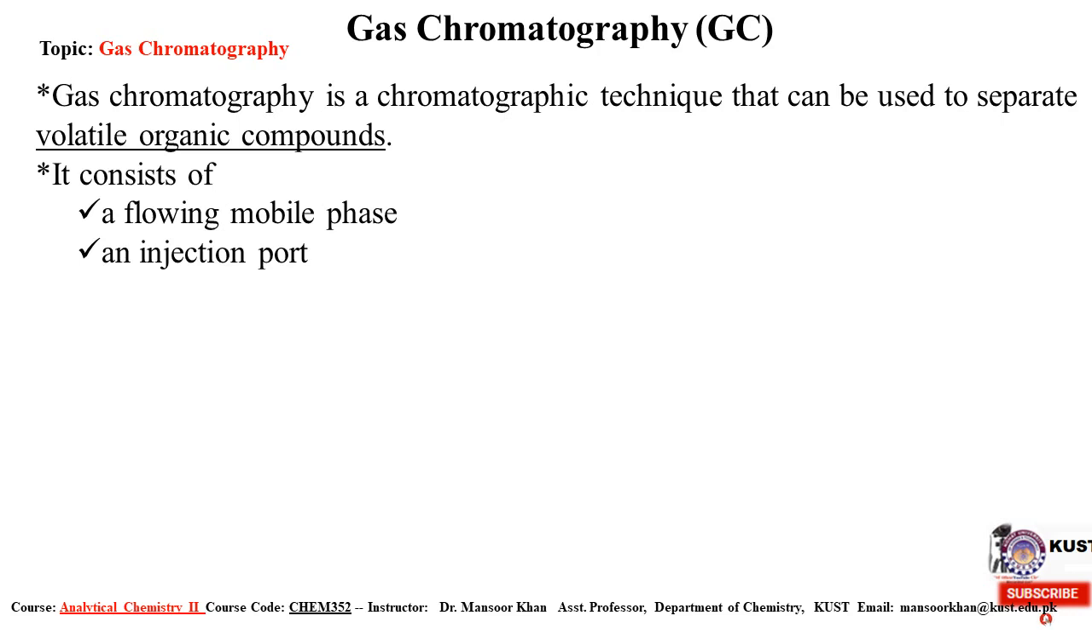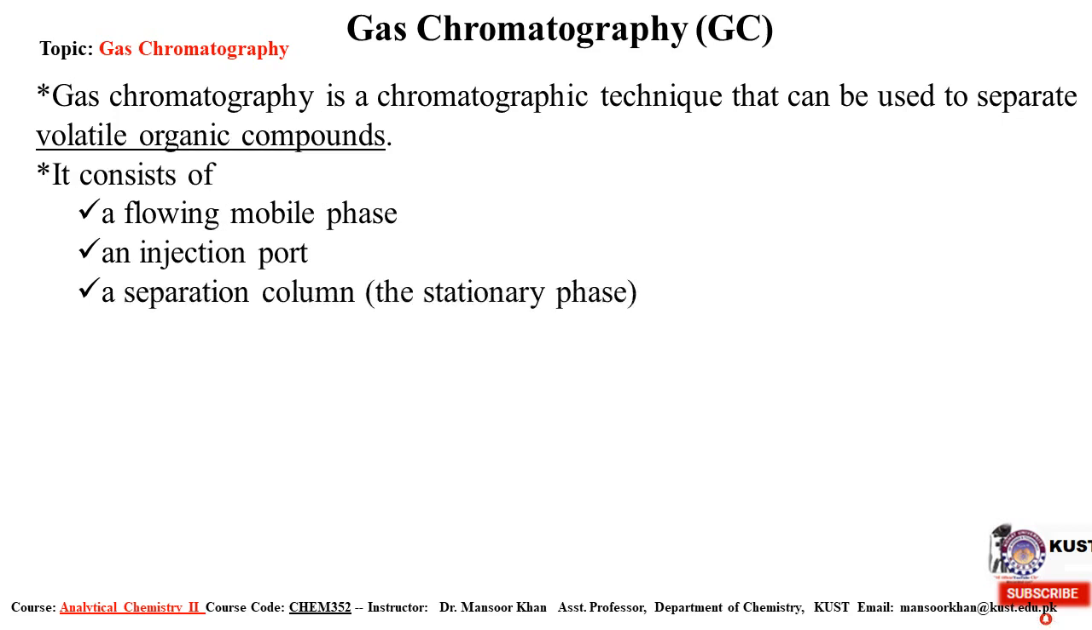An injection port is a place in gas chromatographic instrumentation where the sample of interest, whose components are to be separated from each other, is introduced. A suitable amount, a quantitatively measured amount of the sample, is injected into the injection port.